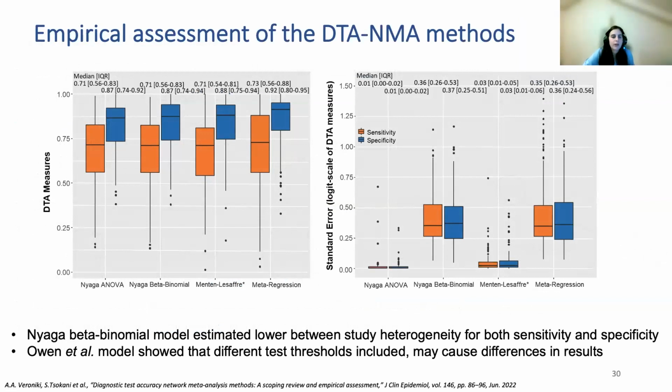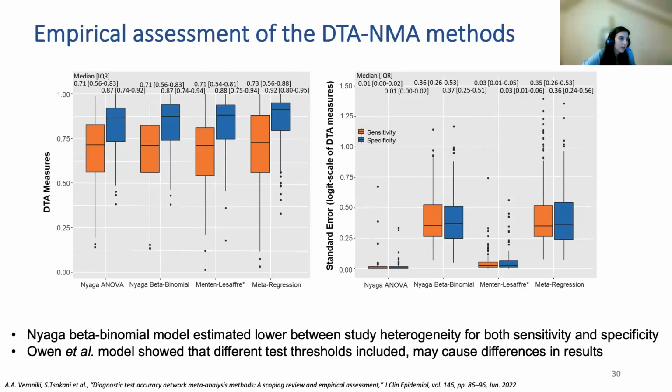Our goal was to empirically assess the DTA-NMA methods. So what we did is to apply the 4 Bayesian hierarchical DTA-NMA models and the bivariate meta-regression approach to all the available data that we were able to locate in the published application papers. So what we can see here is that overall sensitivity is more or less the same, but the meta-regression model was associated with higher specificity.